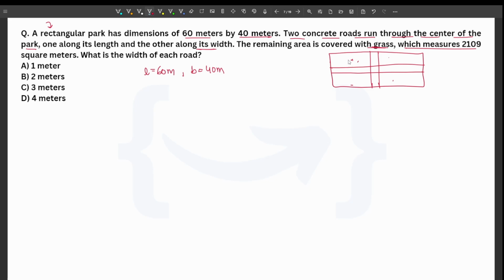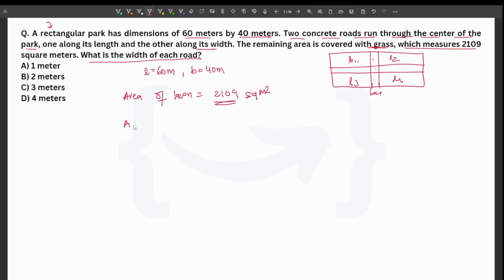Okay, so let's say this is lawn 1, lawn 2, lawn 3, lawn 4. So we know that the area of the lawn is given as 2109. Just remove the crossroads from the rectangular park, and you will end up having this as the total area of all 4 lawns. So what would be the area of your crossroads if you think about it? The question is, what is the width of each road? So we have the width like this. We need to find the x value.